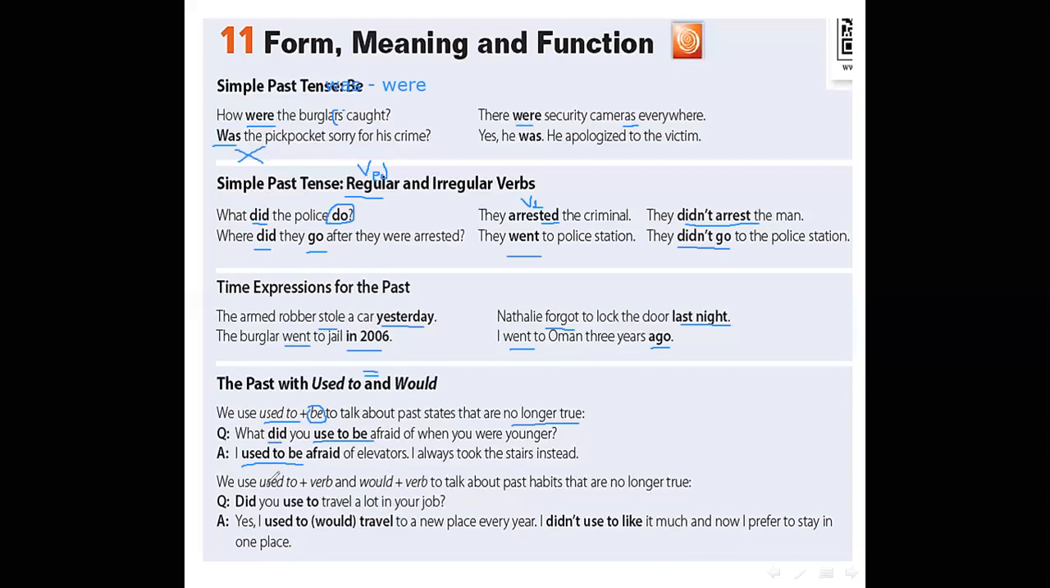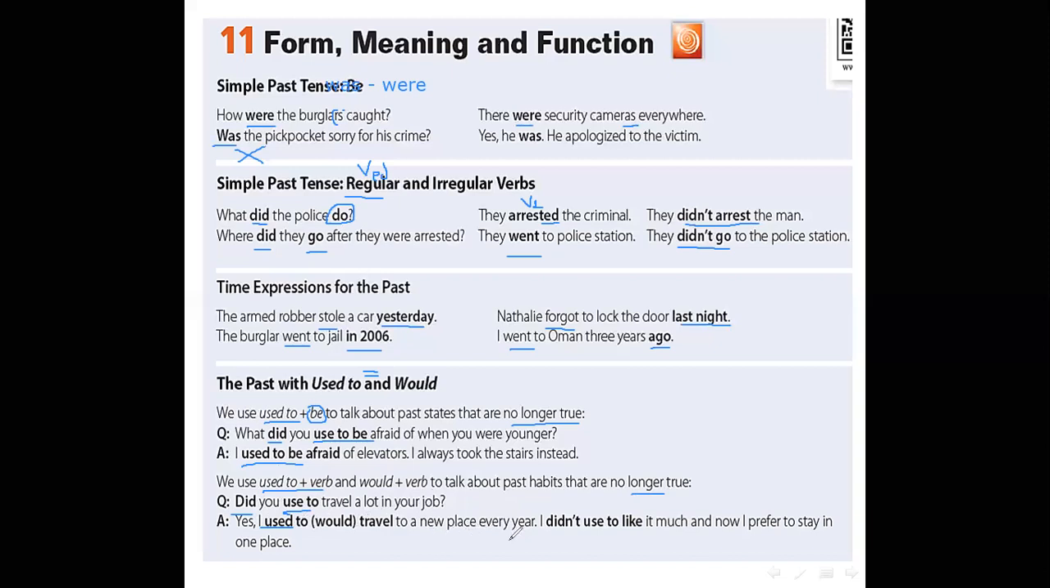We can also use used to plus verb in infinitive form, which equals would plus verb in base form, to talk about past habits that are no longer true now. Okay, for example, did you use to travel a lot in your job? Did, use to, did plus base form. Yes, I used to, or I would travel, okay? I can say I used to travel or I would travel to new places every year.